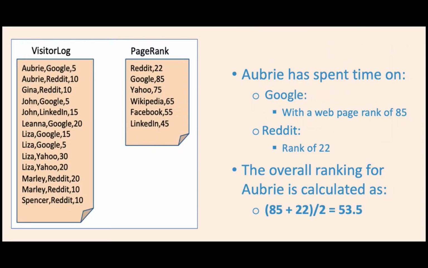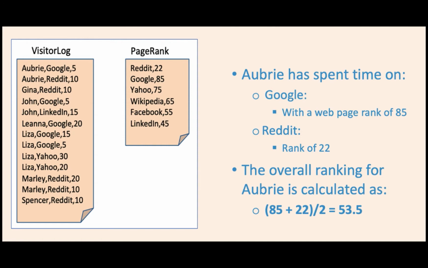Let's start. Let's suppose we have two files, visitor log and PageRank. The visitor log file records how much time each visitor has spent on each website. For example, Aubrey has spent 5 minutes on Google and 10 minutes on Reddit. PageRank shows the ranking of websites. Reddit has a ranking of 22. Google has a ranking of 85. Yahoo a ranking of 75, and so on. These are fake rankings, by the way. We just made them up for demonstration purposes.